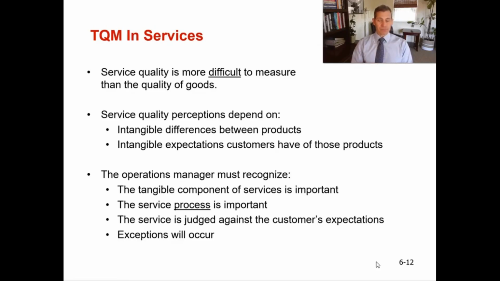So we have different expectations, and our perception of how that product or service met our expectations varies from person to person. It's also important to understand that as an operations manager in a service firm, there is a tangible and an intangible piece of our quality program or our service that we provide to our customers. So let me give you an example of the difference between something that's tangible and intangible. If I have someone come to my house and clean my carpet, and they do a wonderful job cleaning the carpet, that's the tangible piece of the service.